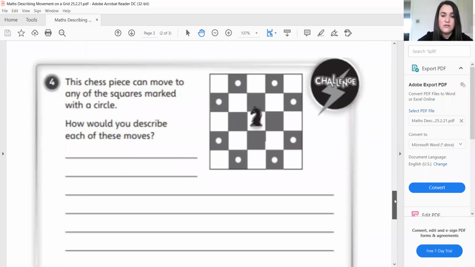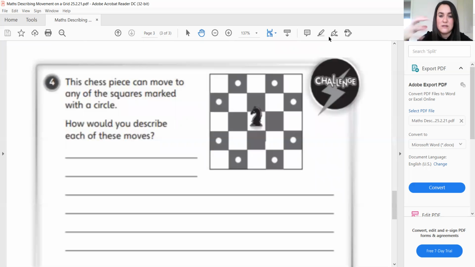Okay, and then we've got the challenge. Remember, I cannot stress this enough. The challenge is there to deepen your thinking. If you have been really comfortable with questions 1, 2, and 3, and when I say comfortable, I mean enough that you found it a little bit challenging, but you've been able to have a go, think for yourself, and find some kind of strategy to recap your learning in order to help you, then please do have a go at this challenge.